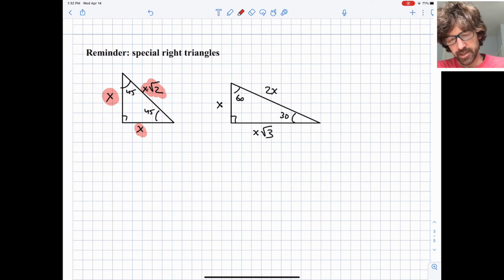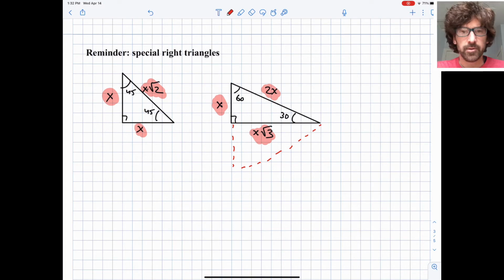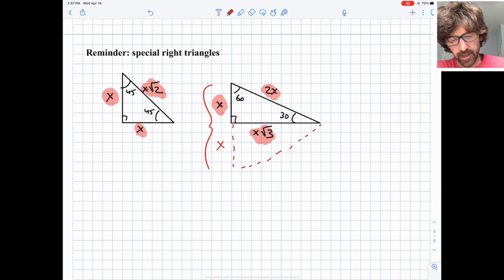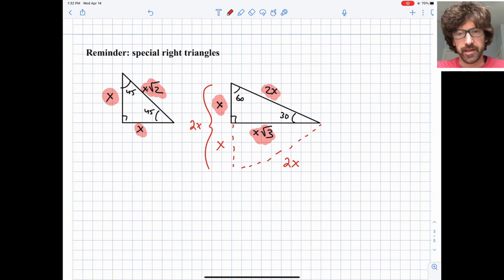For a 30, 60, 90 triangle, if we know the short leg, we can get the long leg by multiplying the short leg by √3. We can get the hypotenuse by just doubling the short leg. The way I remember this is I think of this 30, 60, 90 triangle as being half of an equilateral triangle. And so this would be x down here as well. And so therefore it makes sense why each of the sides of this equilateral triangle would be 2x. So that's where that 2x comes from right there. And then the x√3 just comes from the Pythagorean theorem.